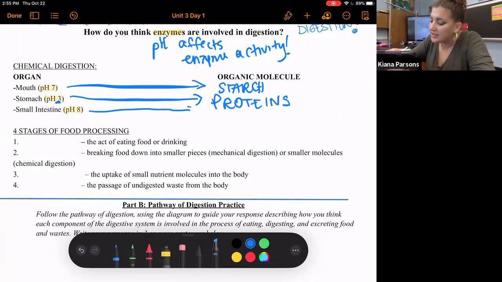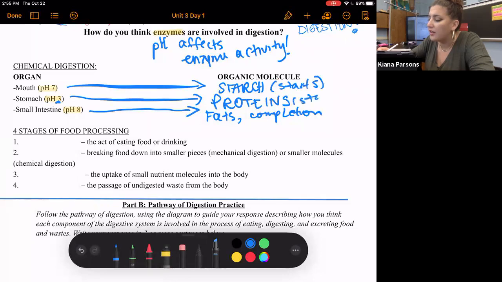And in the small intestine, where nutrient absorption occurs and there is a slightly basic pH, we have the digestion of fats, which are the most difficult of these compounds to digest, and then the completion of the digestion of starches and proteins.